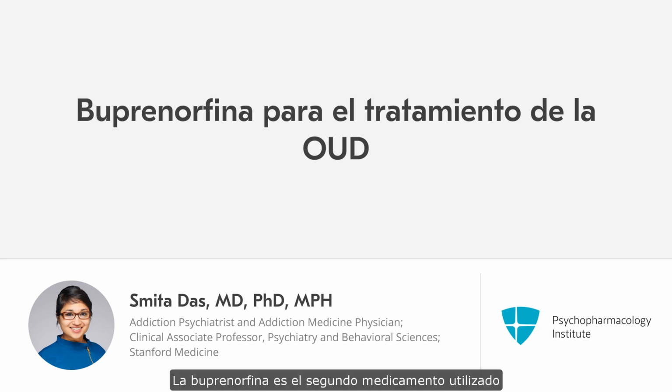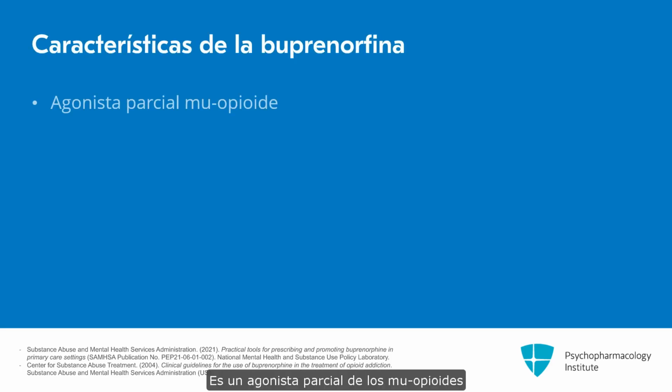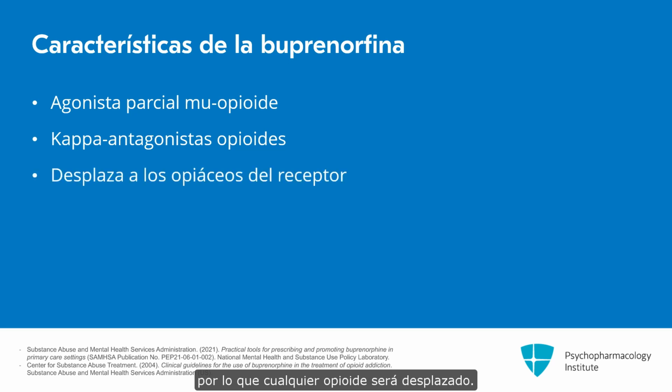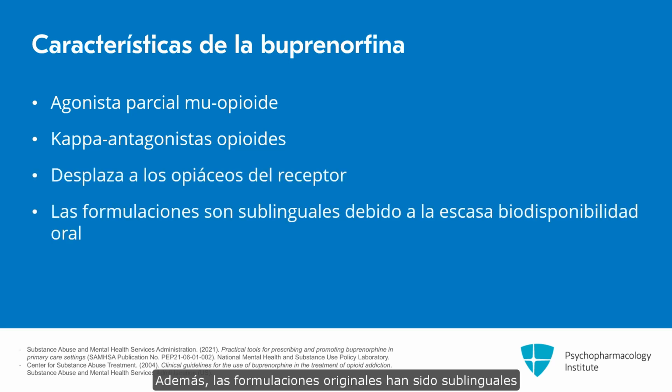Buprenorphine is the second medication used for opioid use disorder. It is a mu-opioid partial agonist and, to a lesser extent, a kappa opioid antagonist. Buprenorphine binds very tightly to the mu-opioid receptor, so any opioid will be displaced. Also, the original formulations have been sublingual due to poor oral bioavailability.